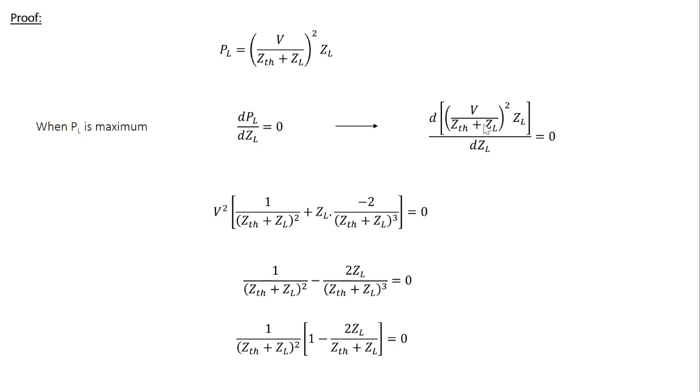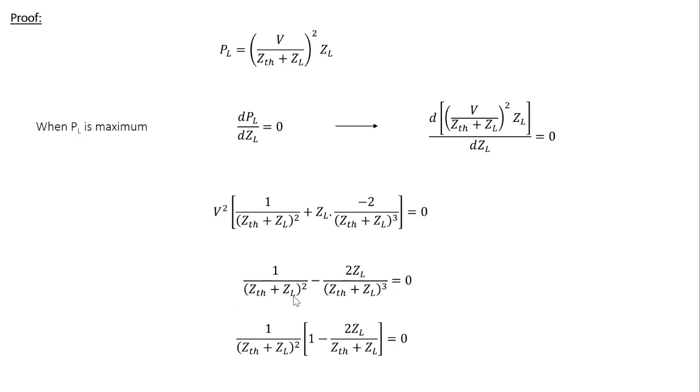You can apply the chain rule. Here V square is a constant, so I'm going to take it outside the derivative. Now what does the chain rule say? This is the first function, which is 1 divided by ZTH plus ZL whole square, into the derivative of the second function. The derivative of ZL with respect to ZL is 1. Plus the second function ZL into the derivative of the first function. The derivative of 1 divided by ZTH plus ZL whole square is minus 2 divided by ZTH plus ZL whole cube. Take V square to the right hand side, it becomes 0.